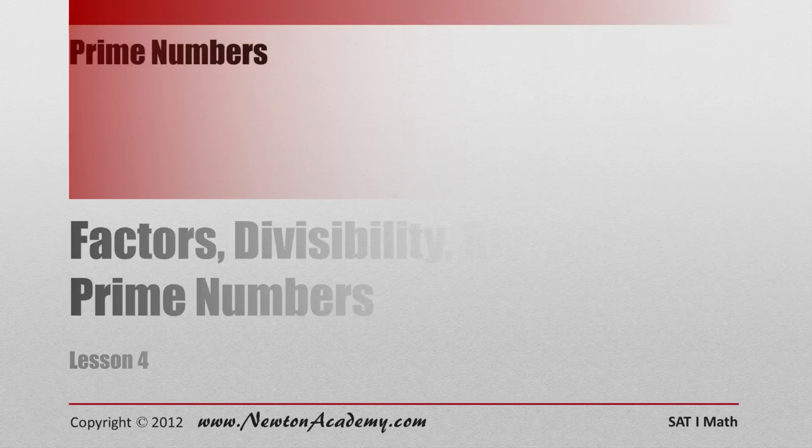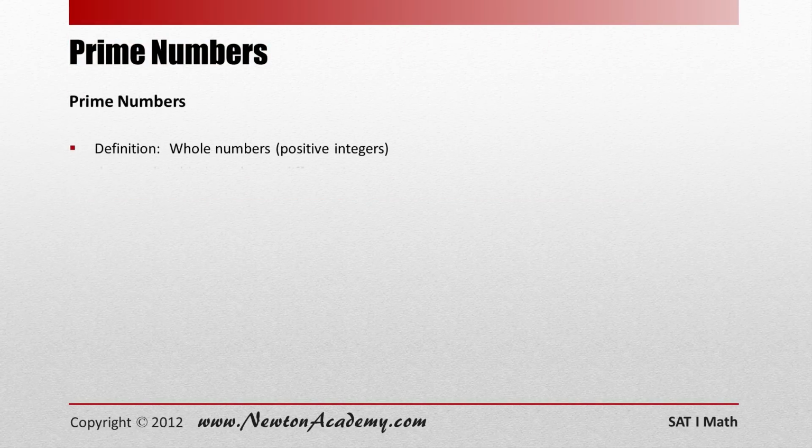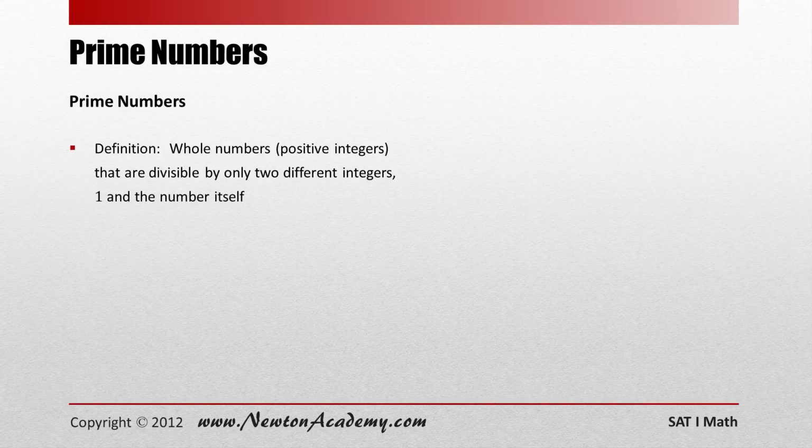Well, first, prime numbers. Prime numbers are positive integers that are divisible by only two different integers, 1 and the number itself. Now, there are two numbers you must pay attention to when you talk about prime numbers. Integer 1 is not a prime number because it is not divisible by two different numbers. Integer 2 is the only prime number that is even. Other prime numbers are all odd integers.